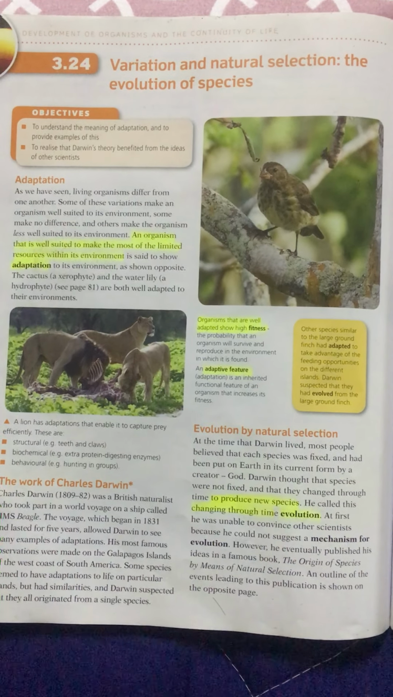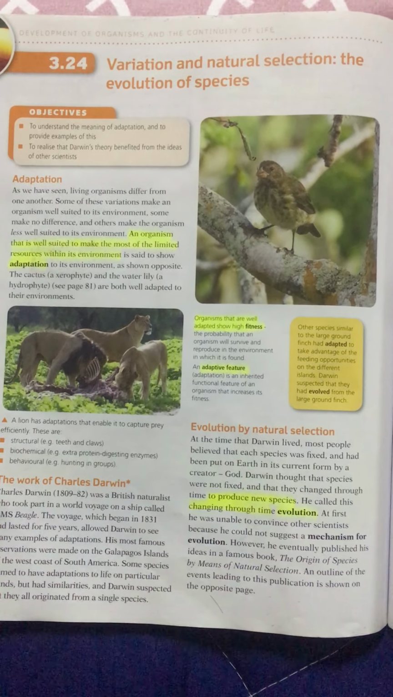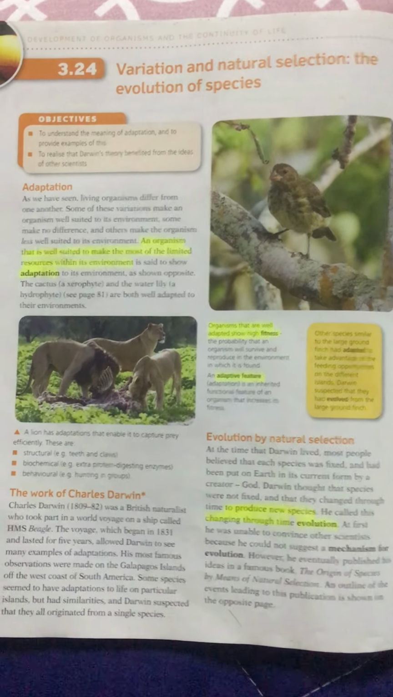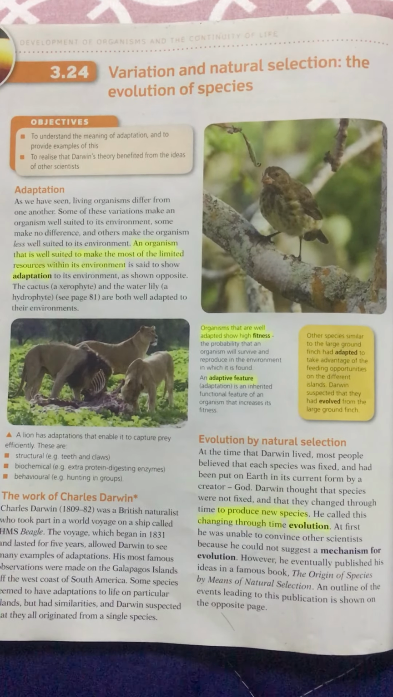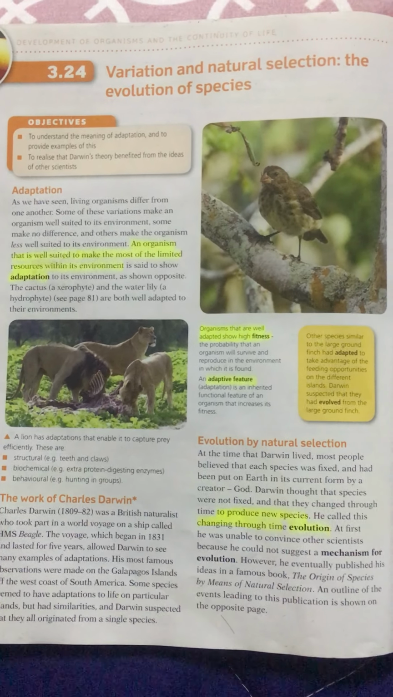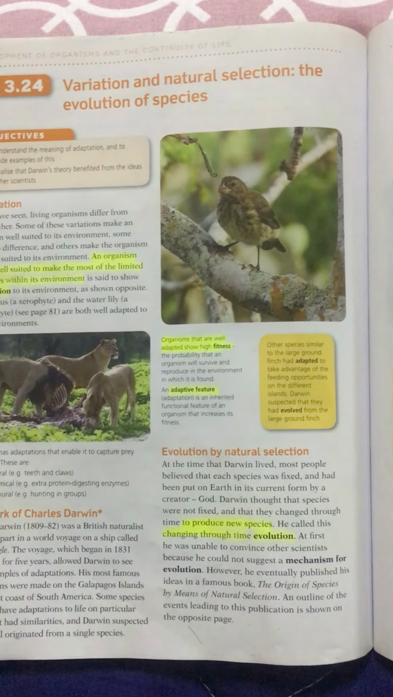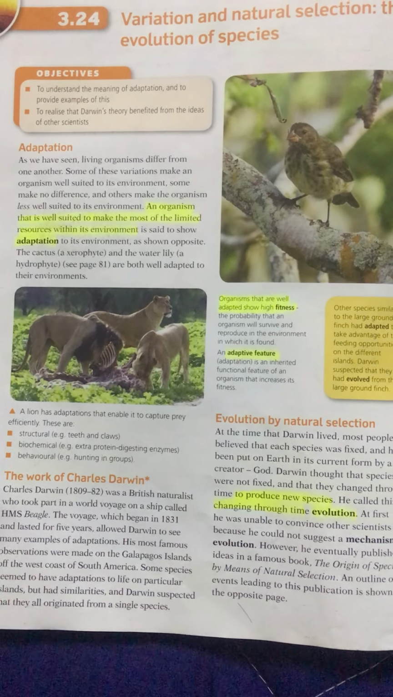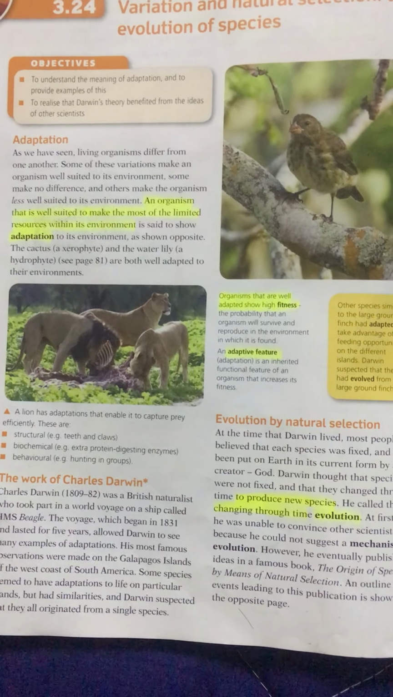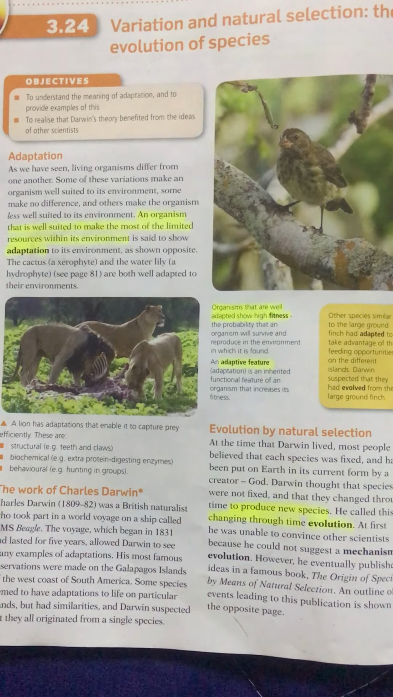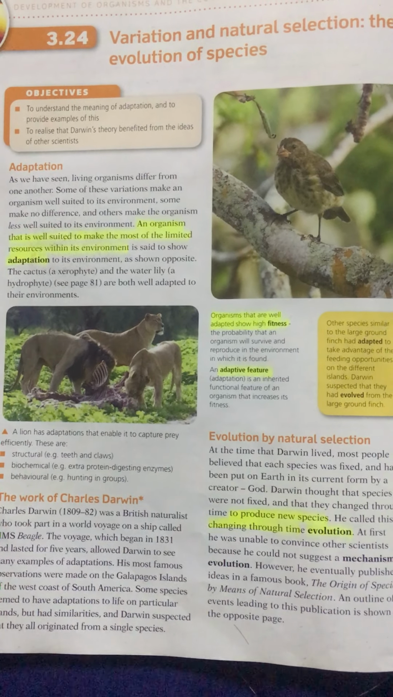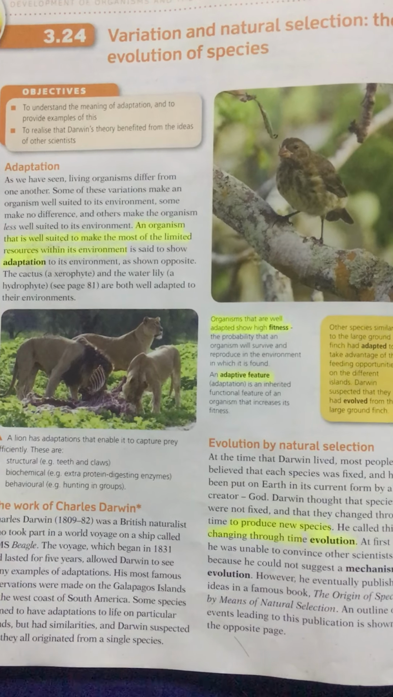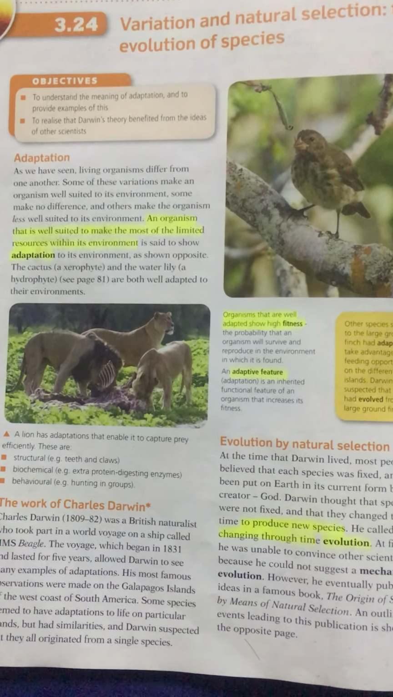Hello again. Today we are going to talk about variation and natural selection and the evolution of species. In this lesson we are going to define three concepts which are adaptation, adaptive feature and evolution. And also we are going to give examples for adaptation and after that we are going to understand Darwin's theory, how Darwin's theory benefited from the ideas of other scientists.